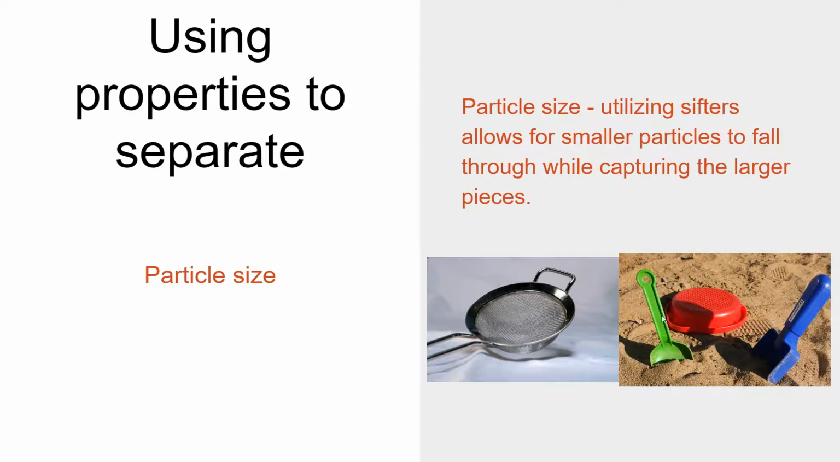And this can be done with solids as well, like sand. Who didn't play with this as a kid? I always had one. Ours is yellow. That's why I always feel like it's yellow. But you just scoop a bunch of sand up and it catches the rocks and the mulch or whatever else got thrown into the sand, but the sand is able to pass through it. So you can separate based on the size of the particles.